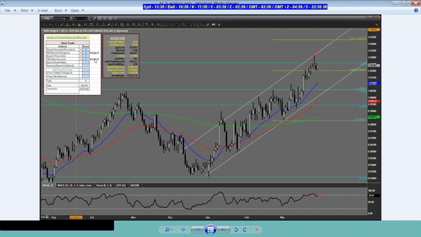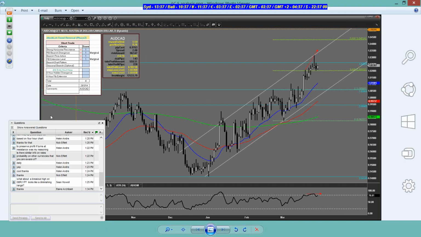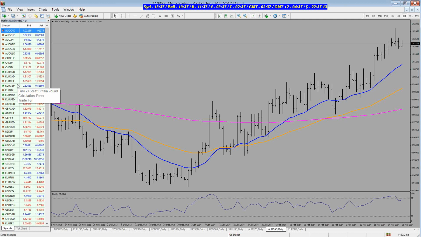The bearish divergence marginal, fib extension marginal. I think your fib's right. Just don't know about your divergence. I want to say it, but I just can't.